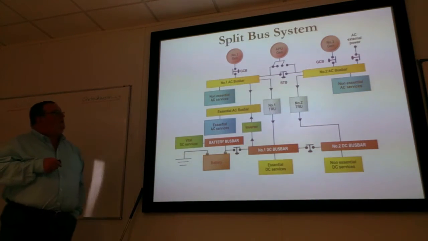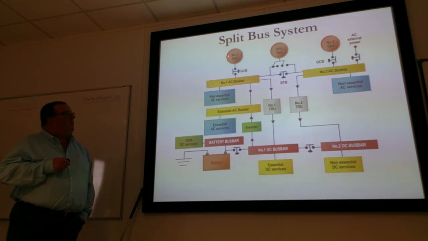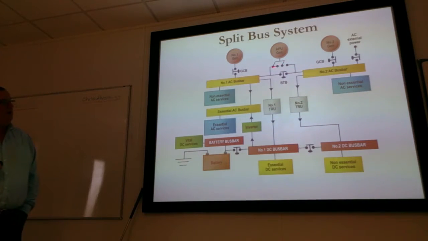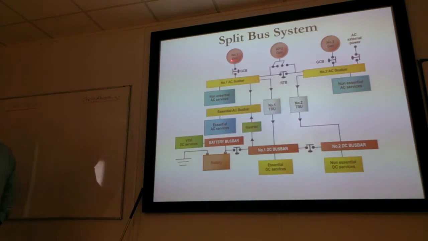What we're looking at here is the 3 generators. We've got one on the number 1 engine, one on the number 2 engine, and one on the APU. And this little device here just shows us that the APU gen could power either bus bar. Number 1 then powering number 1 AC bus for non-essential services, essential AC bus for essential services. The number 2 gen, number 2 bus bar to non-essential AC.